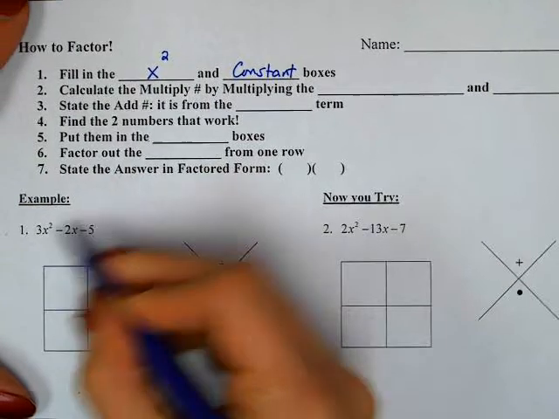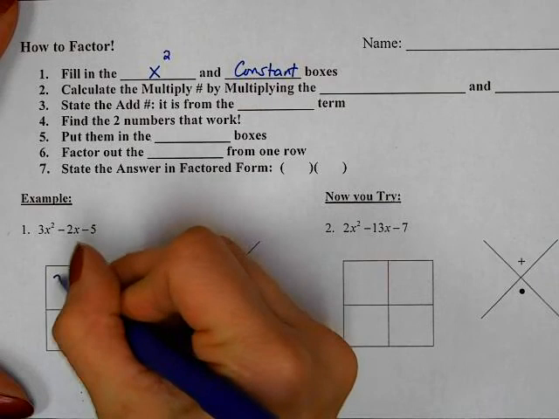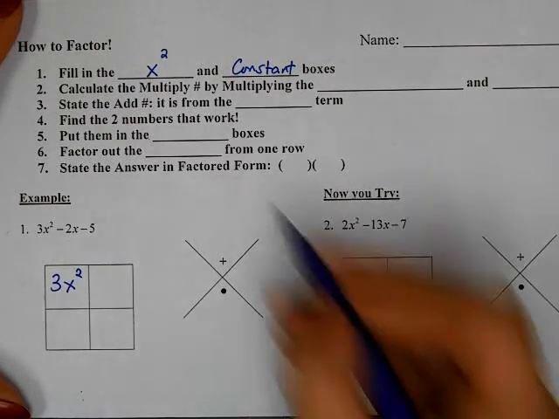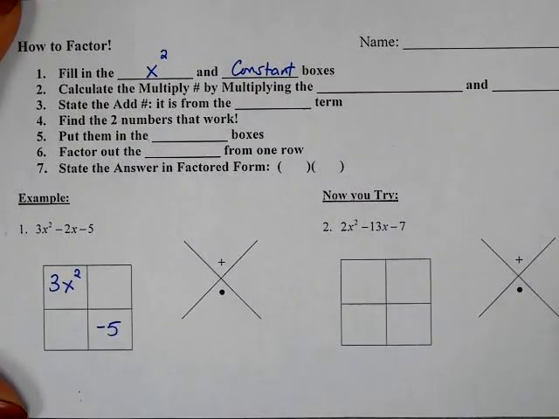Okay, so I'm gonna say the words and then do it here. So the x squared box, the 3x squared goes in the top left corner. And then the constant would be -5. Okay, so that's step one.